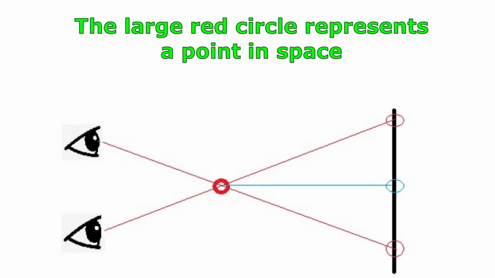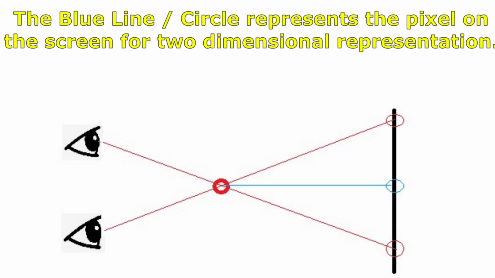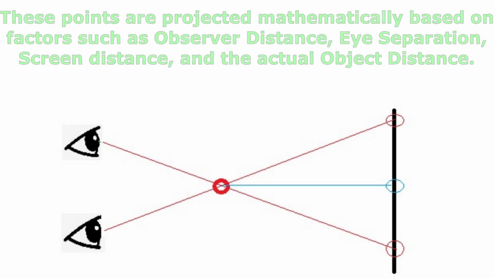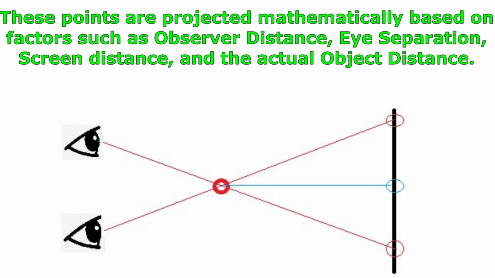I like to make my videos fairly informative, so let's now take a look at how this actually works. Firstly, each line is processed independently. This means that each line is treated in isolation. The large red circle represents a point in space. The blue line / circle represents the pixel on the screen for two-dimensional representation. The two red lines / circles represent the points that are required for three-dimensional representation of the point. These points are projected mathematically based on factors such as observer distance, eye separation, screen distance, and the actual object distance.